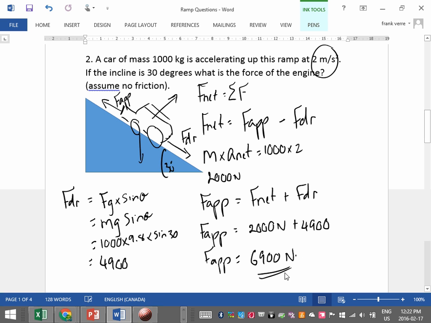And that makes sense because, look, your net force is going to be less than your applied force because you have the engine pushing up the ramp and you have gravity pulling down the ramp. So your net force is 2,000. So your applied force must be bigger. It has to be bigger than the force down the ramp. Otherwise, what would happen? It wouldn't be going up, right? If the applied force is less than the force down the ramp, it would actually be moving down the ramp.